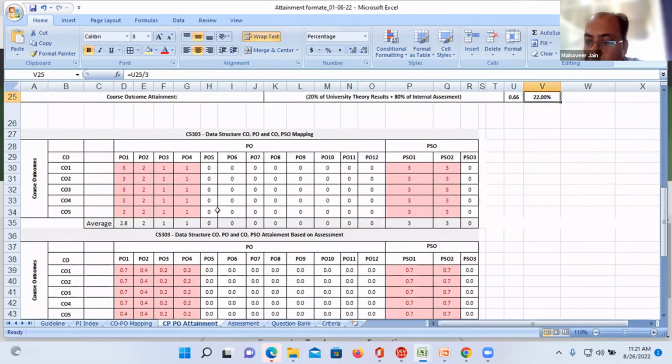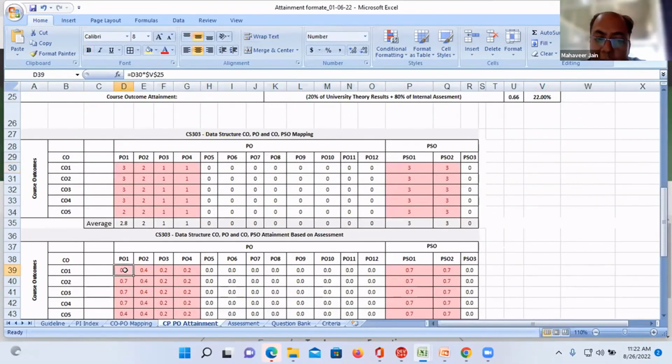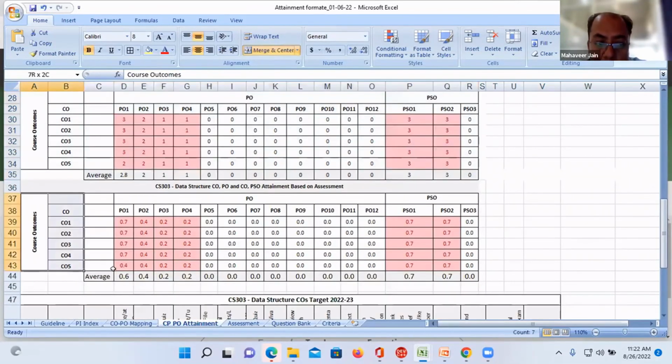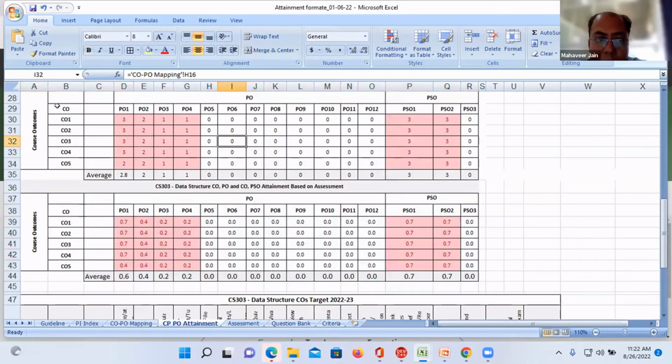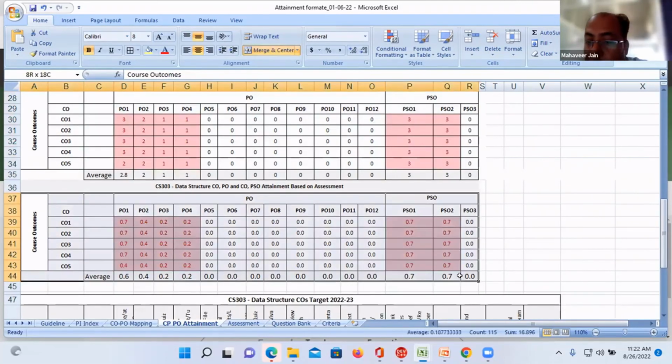Okay. So this is the mapping that we previously did. We did the mapping 3, but based on the CO attainment level, we are getting the 0.7. So first table is the CO-PO mapping, and this is the CO-PO attainment. So there are two tables. The previous table is the CO-PO-PSO mapping, and this is the CO-PO and PSO attainment level. Am I clear?